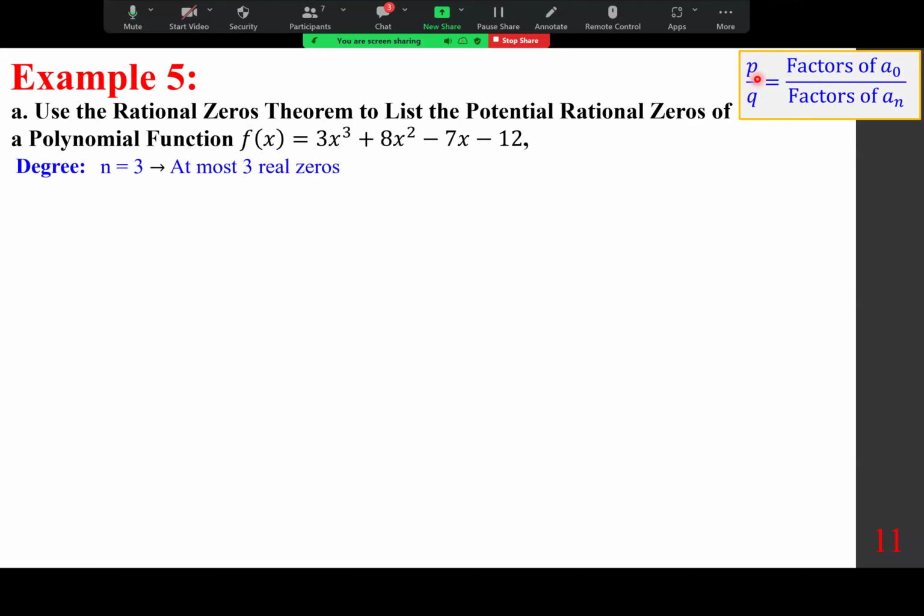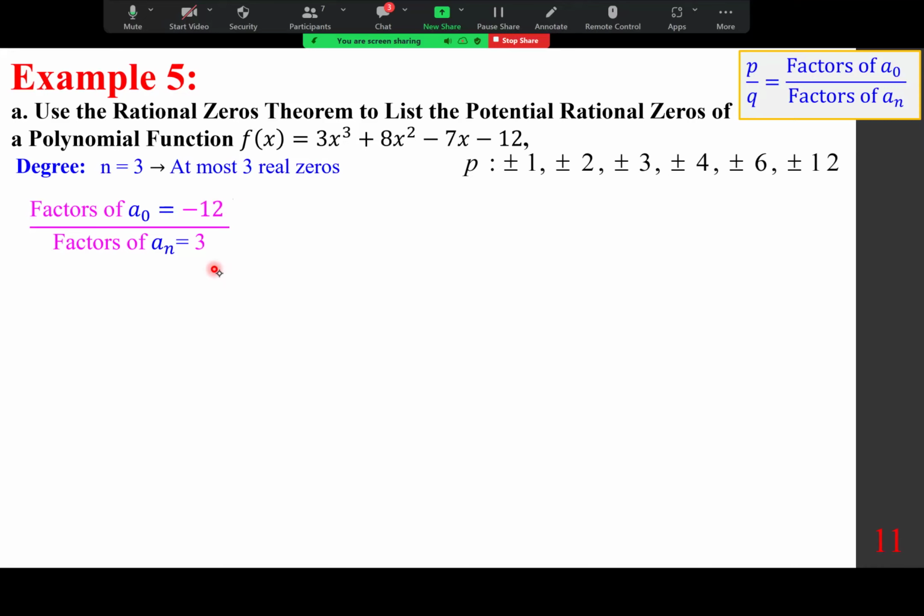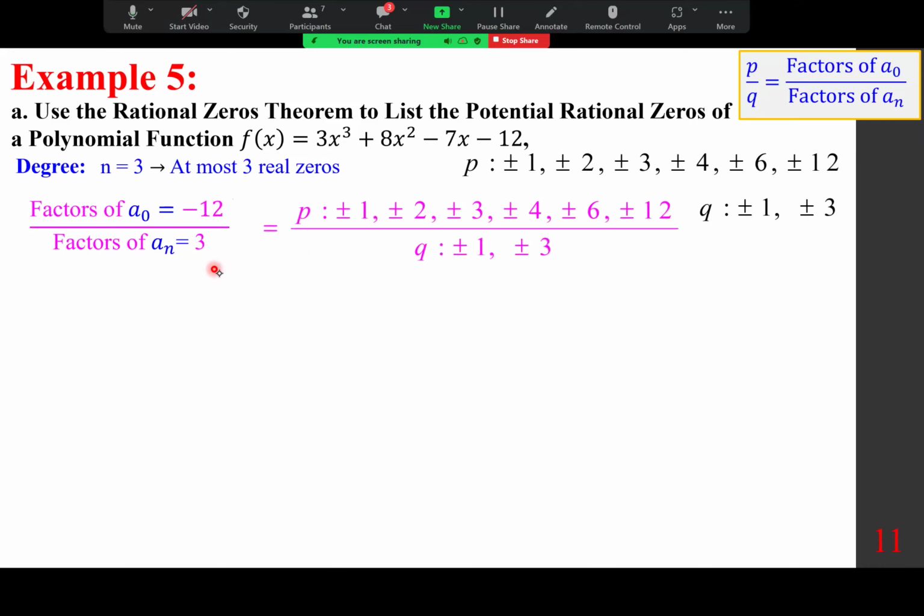Factors of a sub 0 we represent as p. So factors of a sub 0, that means factors of negative 12, over factors of a sub n, that means factors of 3, everybody. Now, I hope you realize you have to write plus minus. So plus minus 1, plus minus 2, plus minus 3, plus minus 4, plus minus 6, plus minus 12. And q, the factors of 3, is just plus minus 1, plus minus 3. So p is those numbers, q is those numbers, and here's the ratio that we are going to look at, everybody.